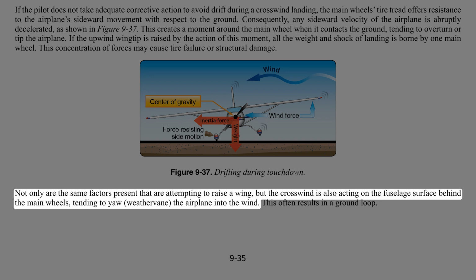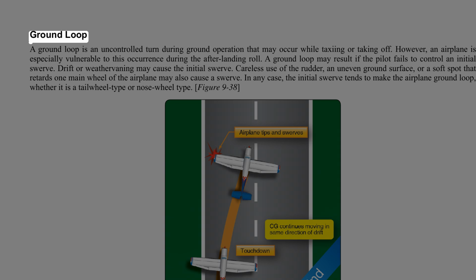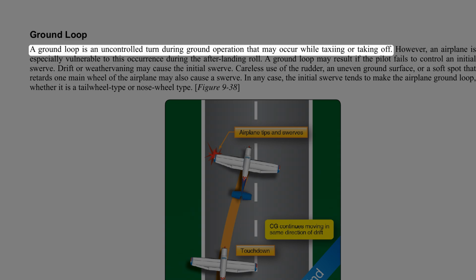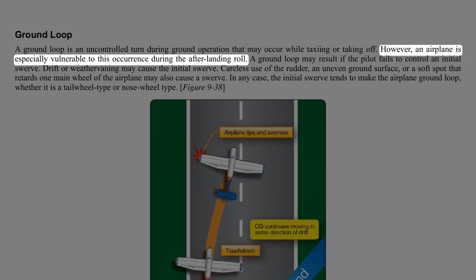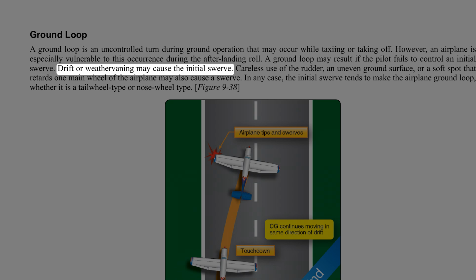Not only are the same factors present that are attempting to raise a wing, but the crosswind is also acting on the fuselage surface behind the main wheels, tending to yaw, or weather vane, the airplane into the wind. This often results in a ground loop. Ground loop. A ground loop is an uncontrolled turn during ground operation that may occur while taxiing or taking off. However, an airplane is especially vulnerable to this occurrence during the after-landing roll. A ground loop may result if the pilot fails to control an initial swerve. Drift or weather vaning may cause the initial swerve.